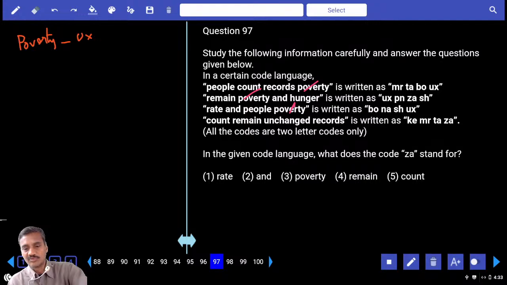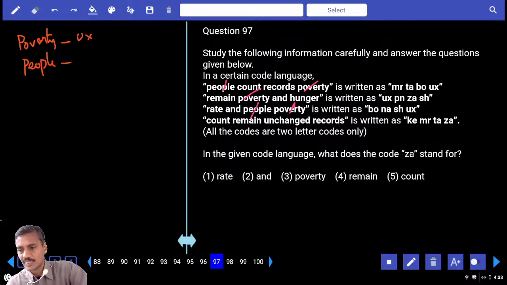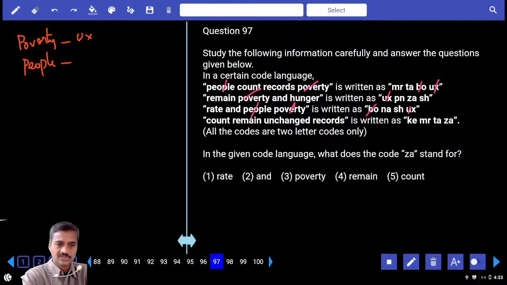And if you compare 1 and 3, people count records, now people is the word that is common here. And the code that is common between the first and the third is BY, BO. BO is the code to the word people.